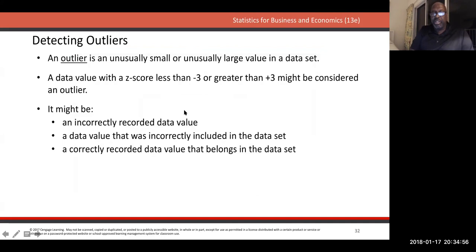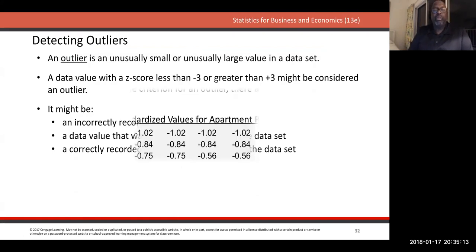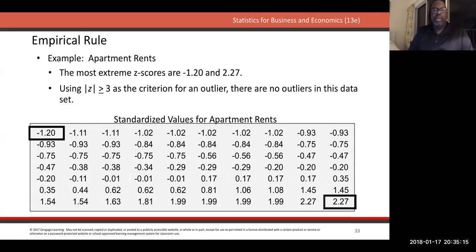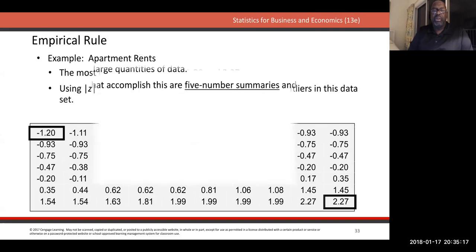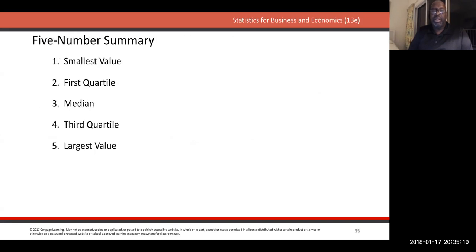Detecting outliers, when the z-score is less than -3 or greater than +3, we have an outlier. It might be that the data was incorrectly recorded, or incorrectly included in the data set, or it's correctly recorded data that belongs in the data set, but it just happens to be an outlier. And we see it being applied to the data that we have.